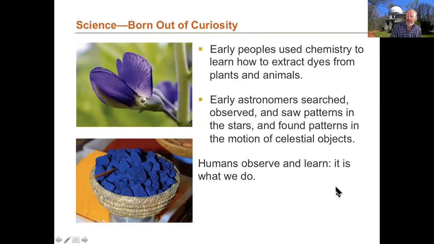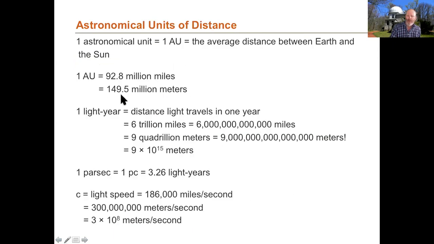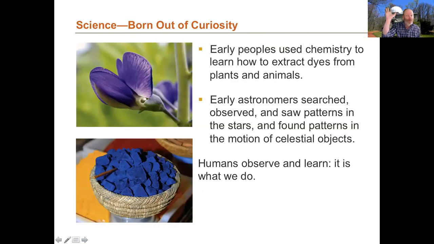When we're looking at sciences, they are born out of curiosity. Oh, by the way, going back to that other place, these are good numbers to remember and memorize. 1 AU is 93 million miles, 1 light year is 6 trillion miles, speed of light is 186,000 miles per second. Those are good things to just sort of know, have in your head.